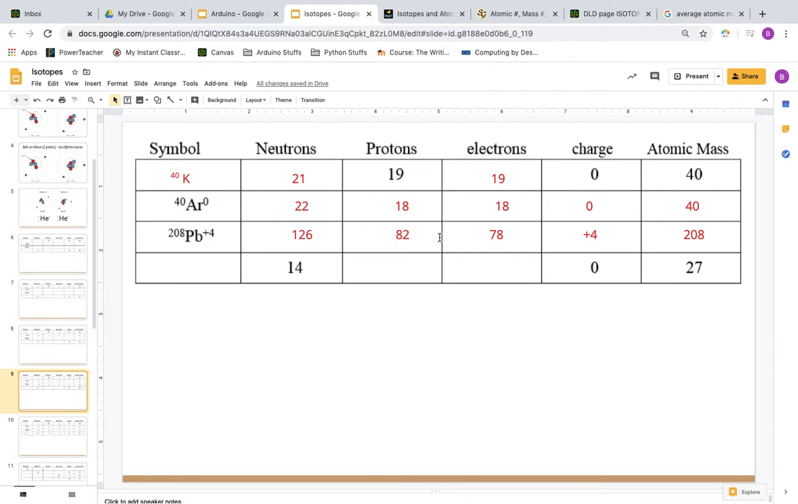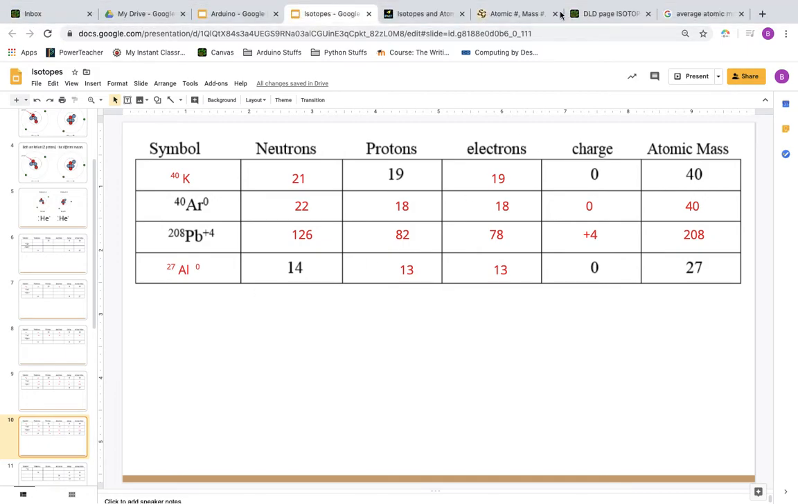Notice these two numbers aren't the same. This particular piece of lead has a charge of +4. That means it has to have 4 more protons than electrons. And finally, this thing right here. What? I don't know what element it is. It's got 14 neutrons. It's got an atomic mass of 27. It's got 27 things in the nucleus. 14 of them are neutrons. How many of them must be protons? Math, 13 of them. It must be aluminum-27.